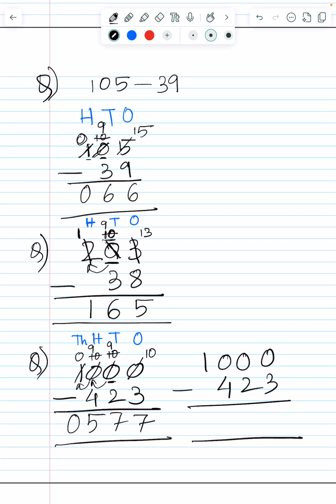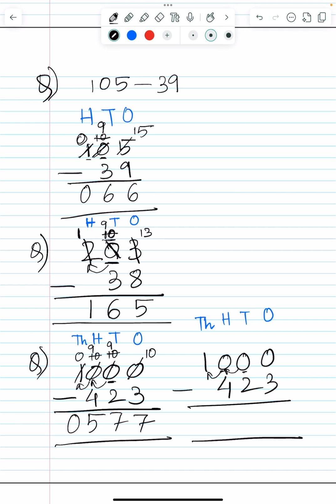I will again write ones, tens, hundreds and thousands. Can we do 0 minus 3? No, we cannot do 0 minus 3. Let's try to borrow from the left. But this is a 0 and we cannot borrow from 0. So we go more left. Can we borrow from here? No, this is a 0. So we go more left.